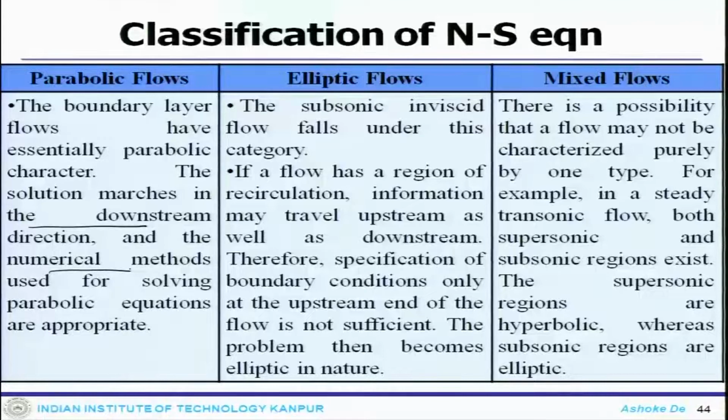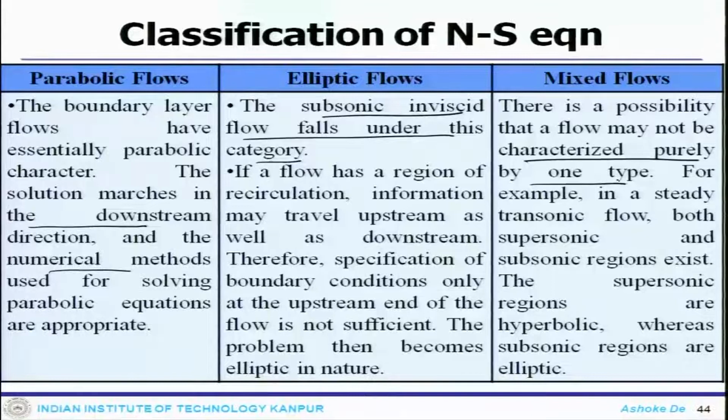Now if you look at the elliptic flow, the subsonic inviscid flows fall under this category. Or if you look at the only diffusion term in the system, they will be elliptic in nature. Now, the mixed flow, there is a possibility that flow could be characterized purely by one type.